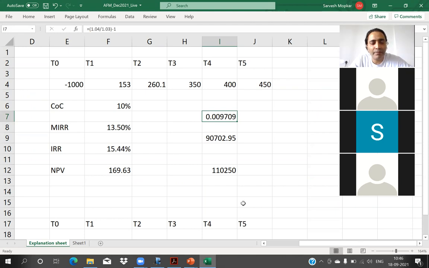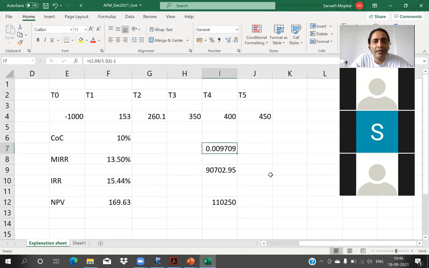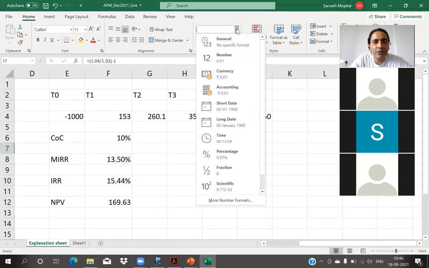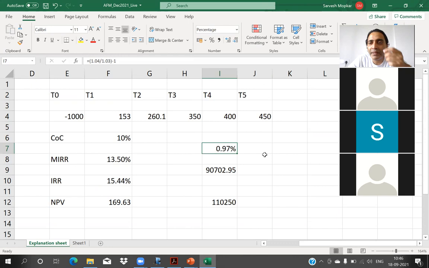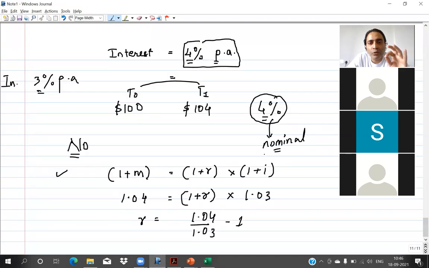Can you imagine? Now we convert this into a percentage. I'll make it a percentage, or you can multiply it by 100, whatever. Your actual earnings are not even 1%. It is 0.97%. That means if I ask Amit, how much did you earn? How much did you earn by keeping your money in the bank? Did you earn 4%? No. The 4% is what you were told. That's why it is called nominal.